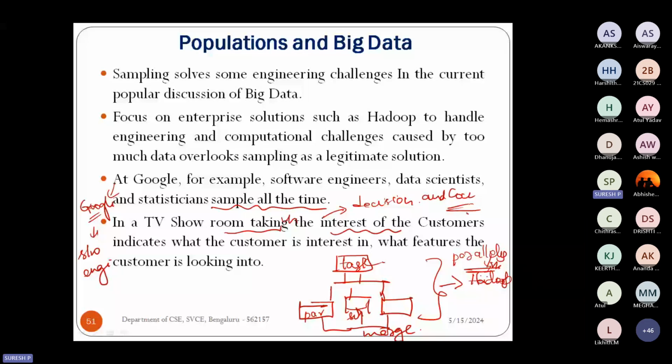The last topic for this particular module, which I'm going to complete, is the data science process. That will be an important question for your exam.